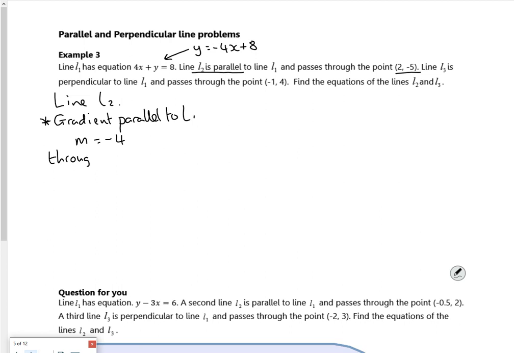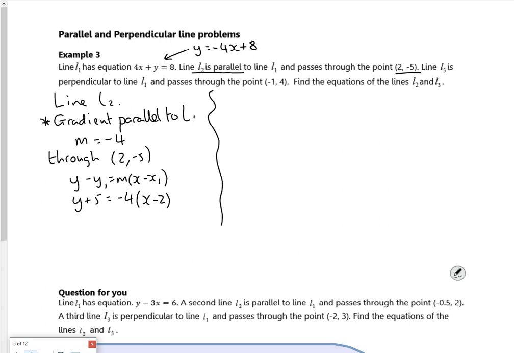and that goes through 2, minus 5. So I'm going to use my y minus y1 equals m times x minus x1. I've got y plus 5 is minus 4 times x minus 2. And that's the equation of a line, done. Don't need to expand it or rearrange it, that's fine. You can do though, you can expand, rearrange, and practice, it's all nice.